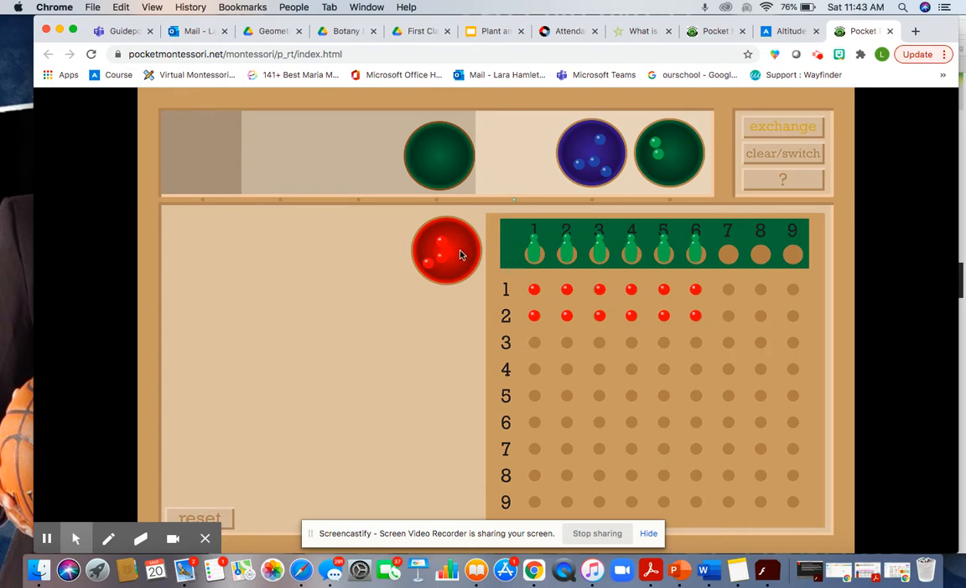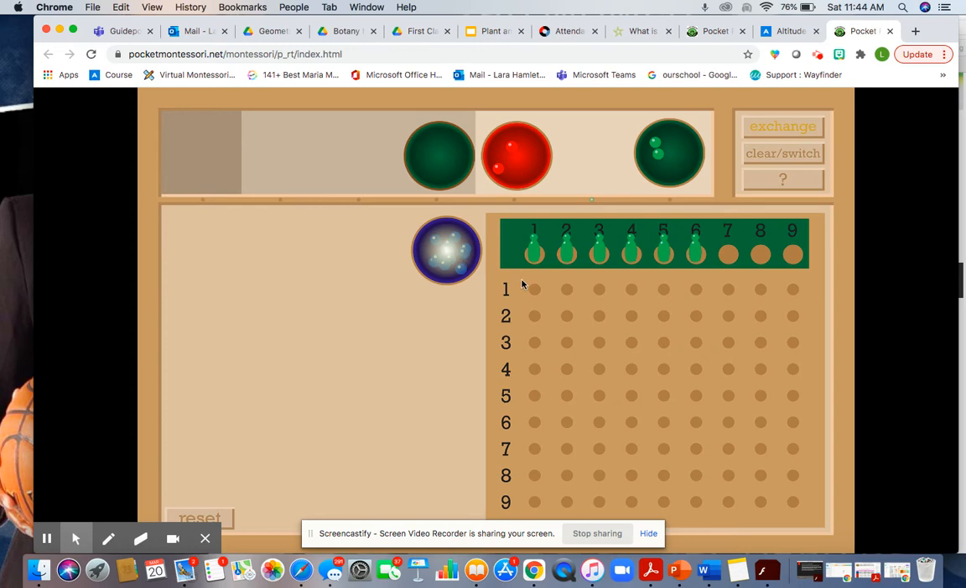Since I can't do any more hundreds, I'll record my 2 in my notebook as part of my answer. 2 hundreds. I'll now click Clear and Switch. I have my 200s recorded, and I move on to my tens. I see I have 4 tens, so I'm going to go ahead and exchange one of my hundreds to tens by highlighting the red hundreds cup, clicking Exchange, and you'll see them appear in the tens.